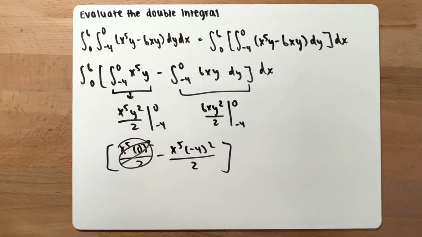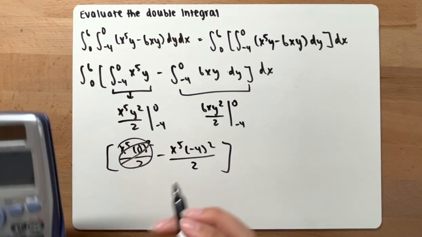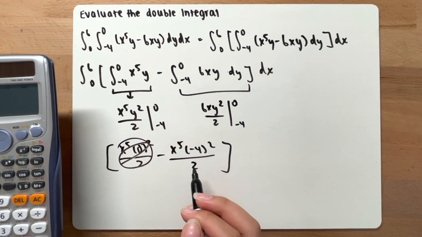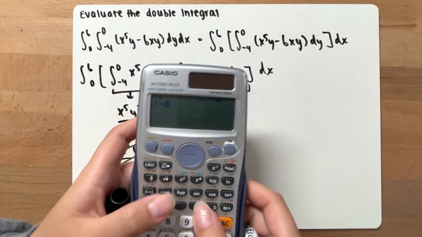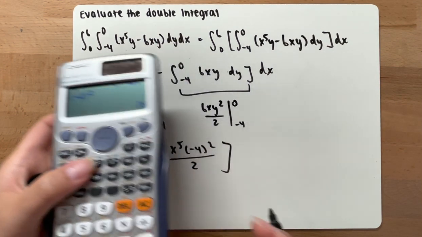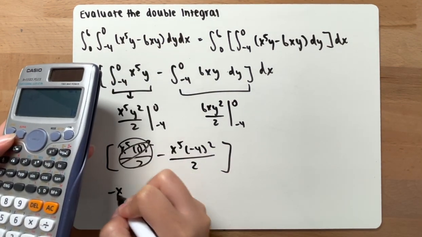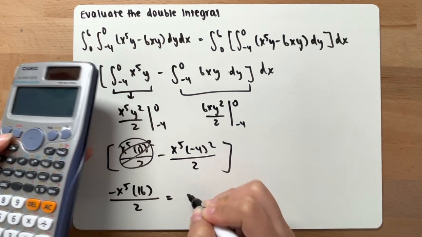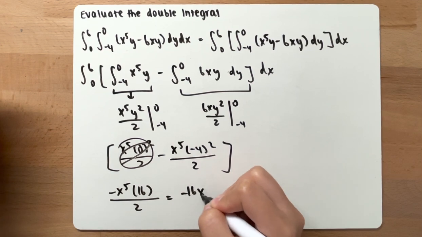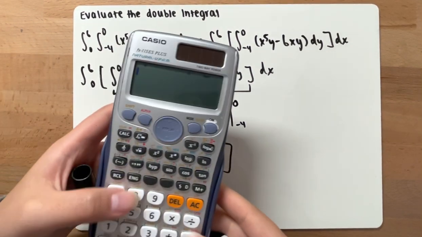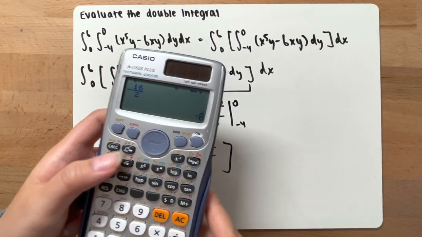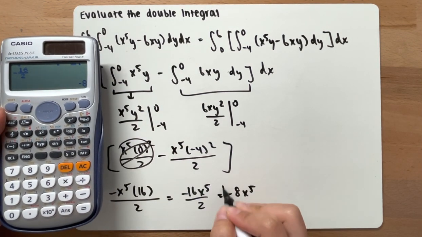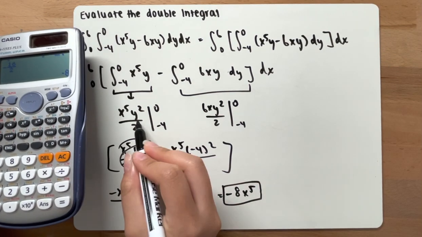And then you are left with -x^5 times -4 to the 2nd power over 2. So -4 to the 2nd power is 16. You have -x^5 times 16 over 2, which is -16x^5 over 2. And -16 over 2 is -8, so you have -8x^5, okay? So this is for this.